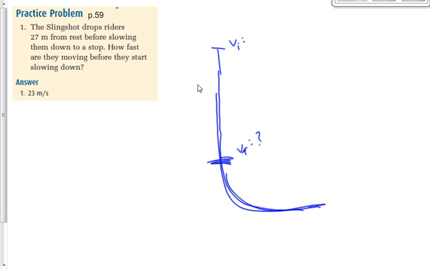Yeah, they don't throw you down. They just drop you. So you're moving at 0. We know the displacement here is going to be negative 27 meters. And we know the acceleration is going to be negative 9.81 meters per second squared.